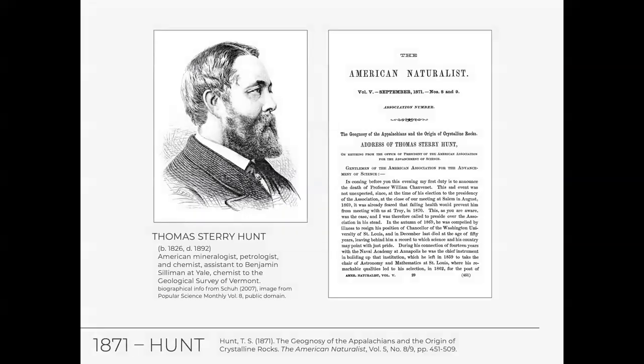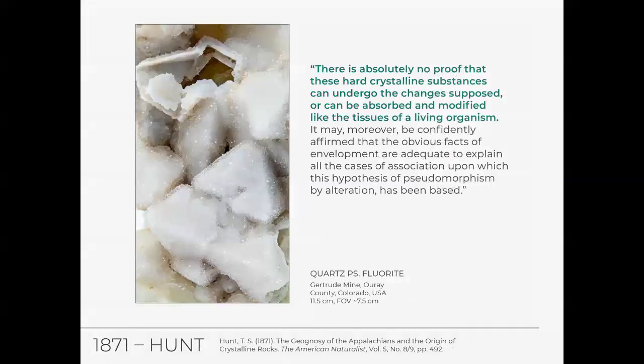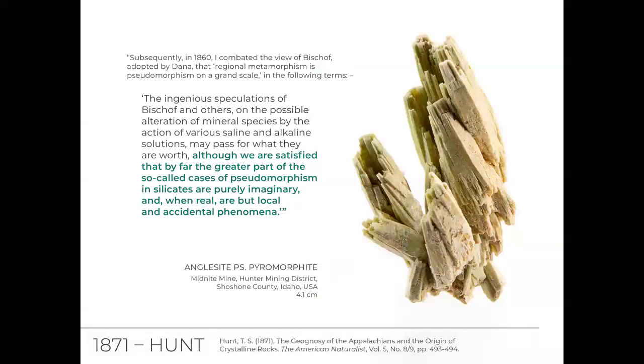Now, in 1871, after a year of serving as the president of the American Association for the Advancement of Science, Hunt offers a 50-page manifesto. He insists that there is absolutely no proof that pseudomorphs by alteration can happen, and that they are all easily explained as envelopments, which, as we saw from Deleuze, don't count and are merely associations, and so we can throw those all out. Quoting himself, arguing with Bischof and Dana, he argues that most cases of pseudomorphism are purely imaginary, and when they are real, they are merely accidental and localized.